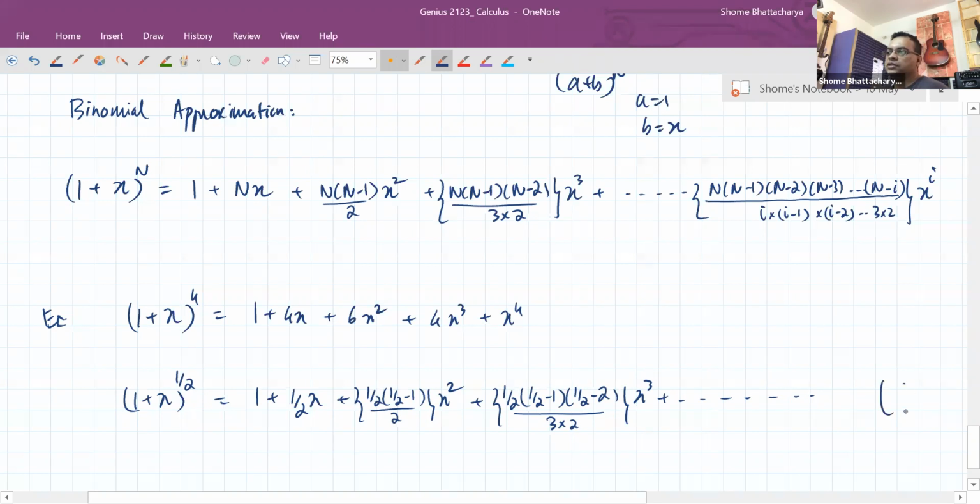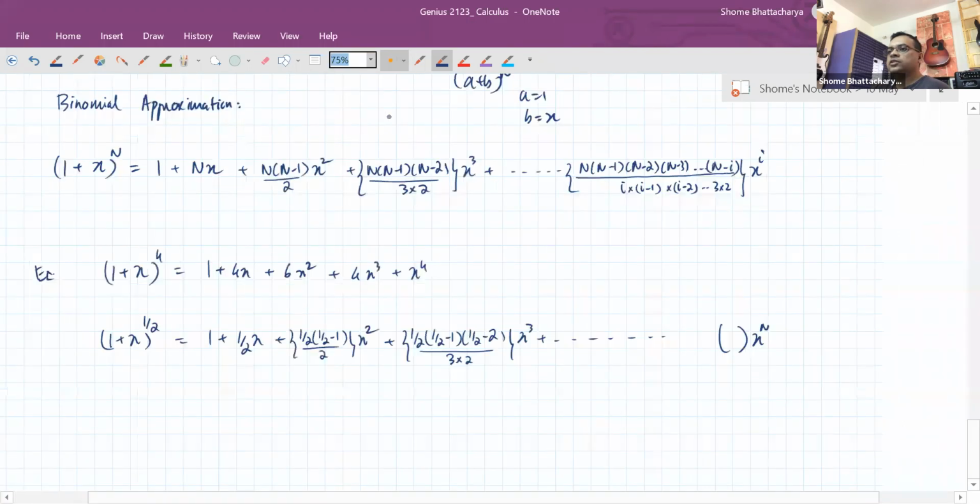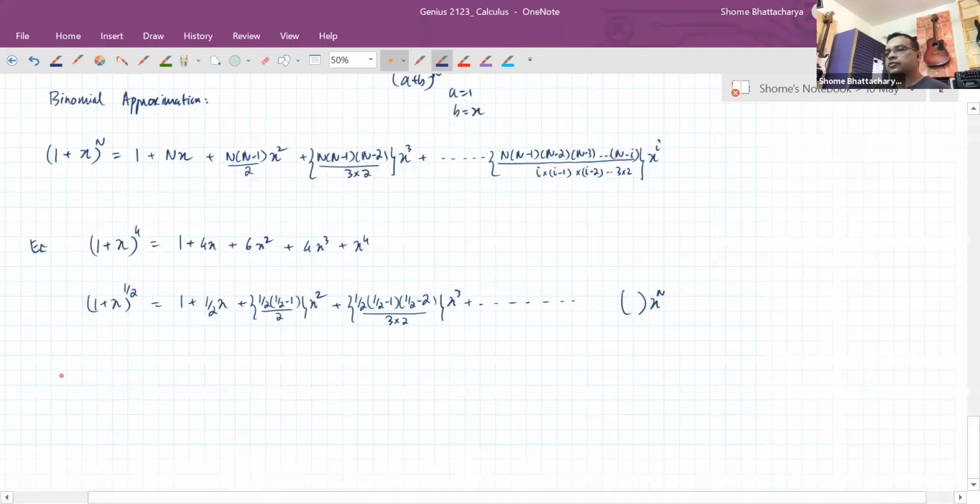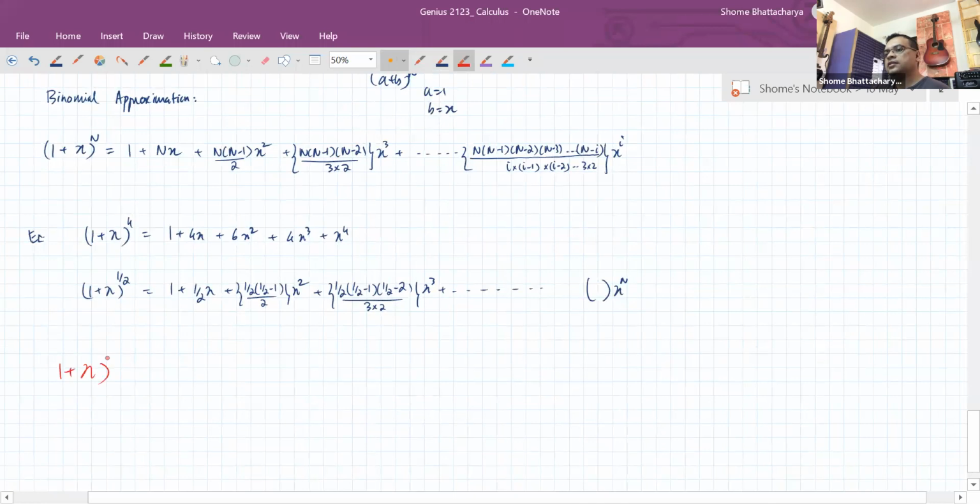It will go up to some term into x to the power n, and it becomes an infinite series. So anyway, now when we apply the approximation here, suppose I have 1 plus x to the power n, and x is very small compared to 1.